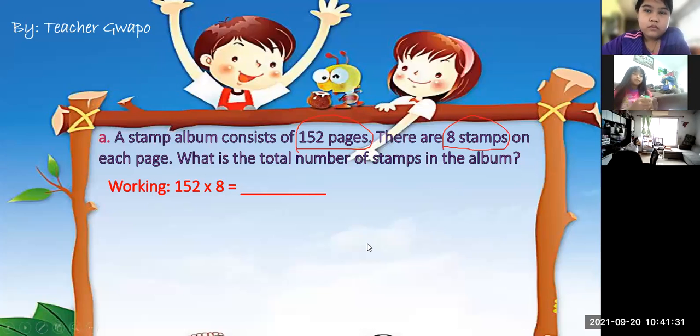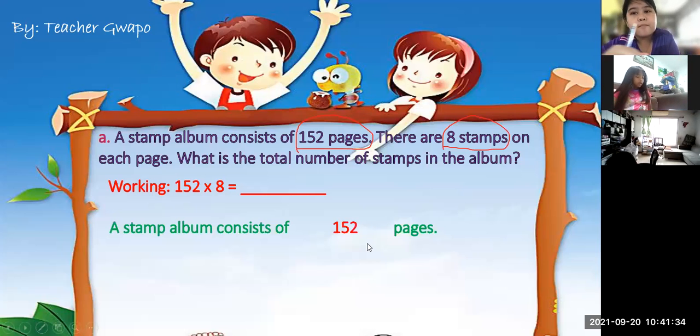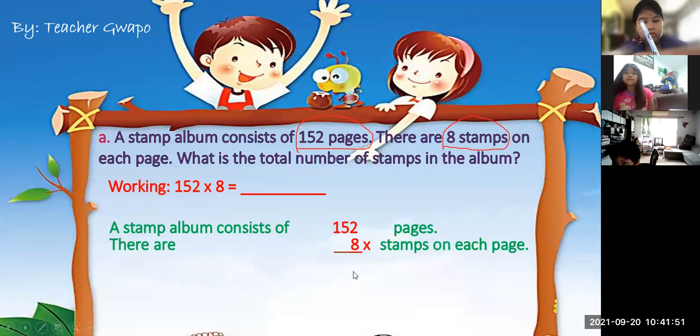Okay. After you write the working, you will write there the number of pages. How many pages? So you write this one in the second line. A stamp album consists of 152 pages. And then after that, you write there are 8 stamps on each page.